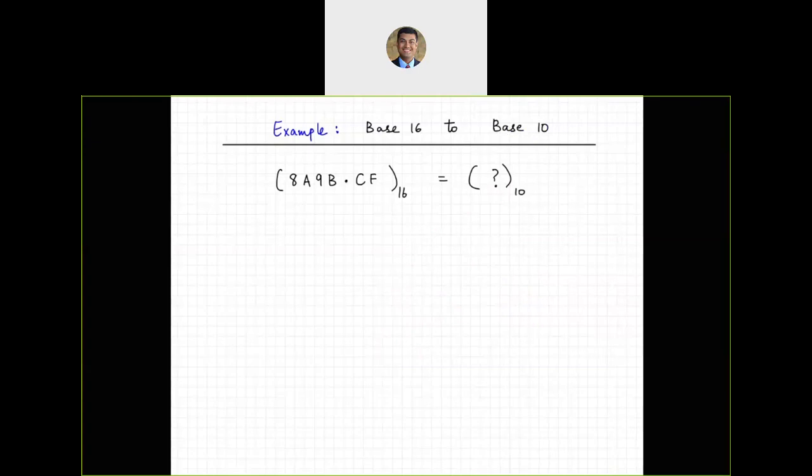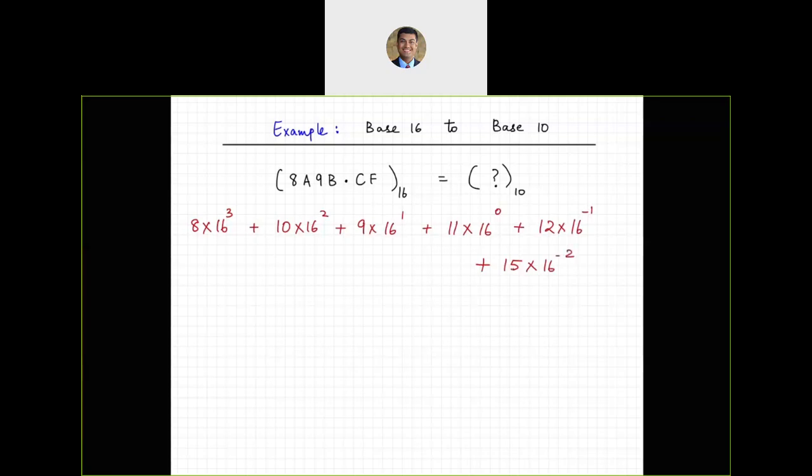How do you do this? Base 16 to base 10. Anything to base 10 is what? Multiply 8 by 16 raised to 0, 1, 2, 3, plus A. What is A? Instead of A, I need to write 10, 16 raised to 2, 9, 16 raised to 1. B, instead of B, I need to write 11, 16 raised to 0. What should I write instead of C? A is 10, B is 11, so C should be 12. 16 raised to negative 1, because it is after the hexadecimal point. F, what should I write for F? 15 times 16 raised to negative 2.